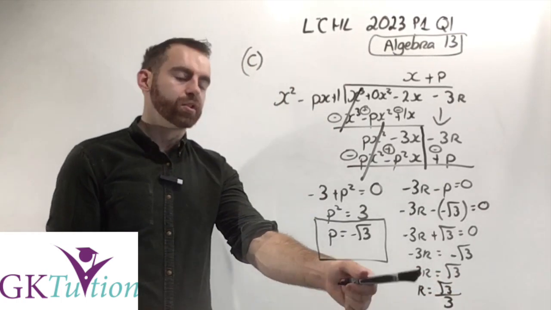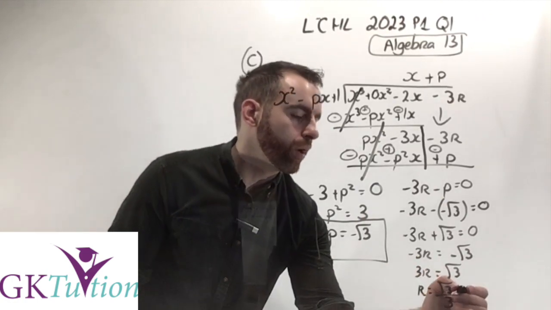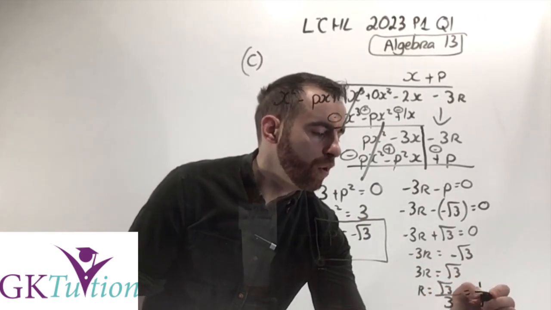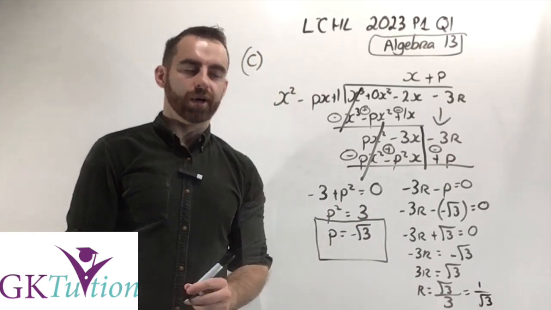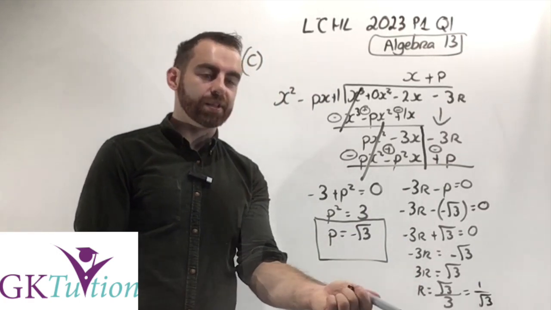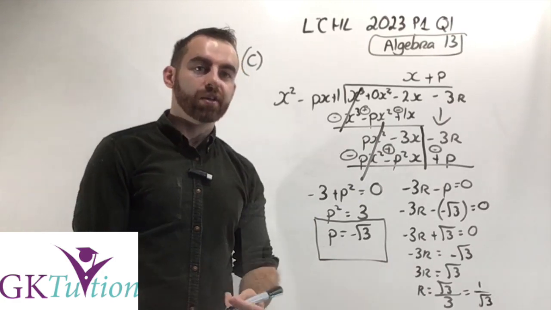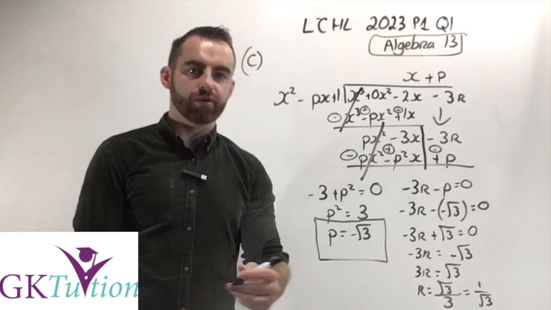Which, as we've discussed going through trigonometry, another way of writing root 3 over 3 is 1 over root 3. So those are your two answers for p and r. Now in the exam they actually accepted if you left your answer as root 3 over 3, so you didn't have to write it as 1 over root 3 in this case.